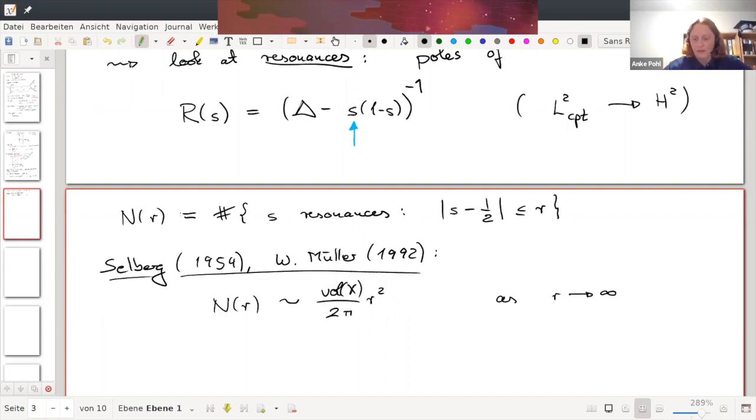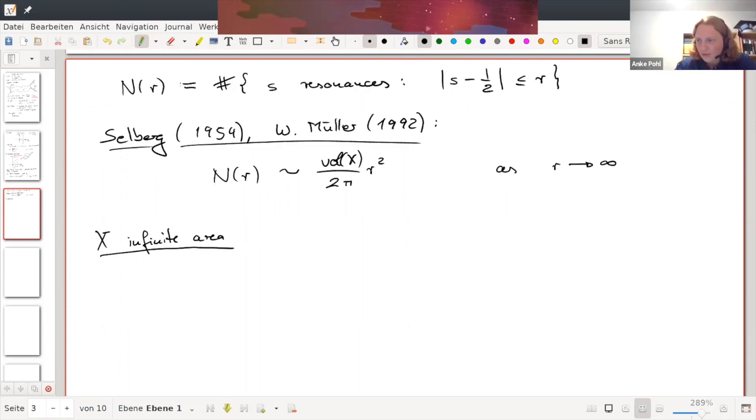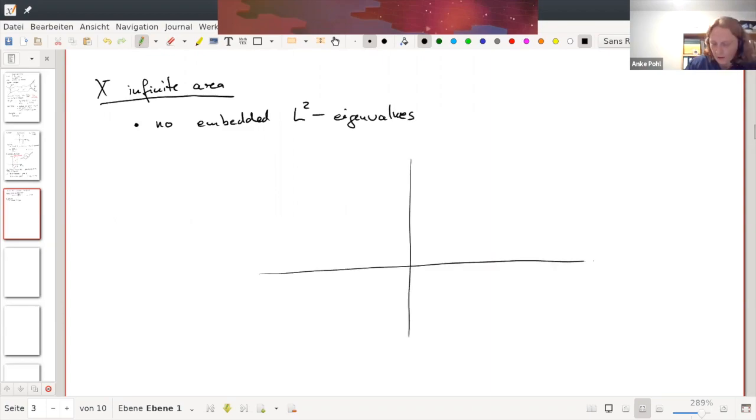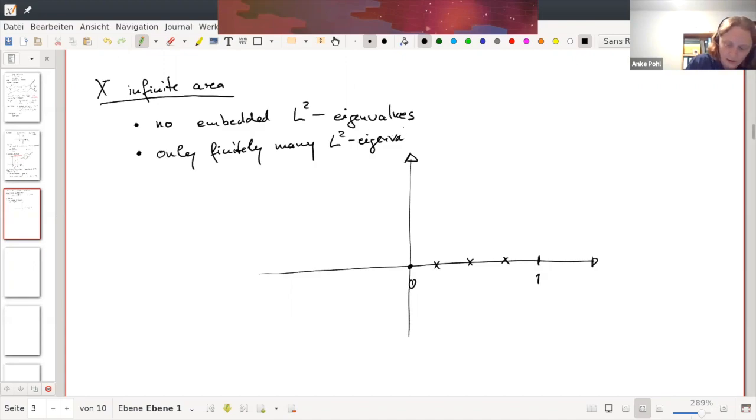So what is left is spaces of infinite area. Spaces of infinite area, I must say, have not been studied for too long. So results are much younger here and also less complete. Infinite area means you do have at least one of these funnels. And what is known then is already that there is no embedded L2 eigenvalue. So whenever you have an L2 eigenvalue, let's say here's one, here's zero, it has to be somewhere here. It is also known that there are therefore only finitely many L2 eigenvalues, namely these exceptional ones. And it's actually not clear if a Weyl law is to be expected.